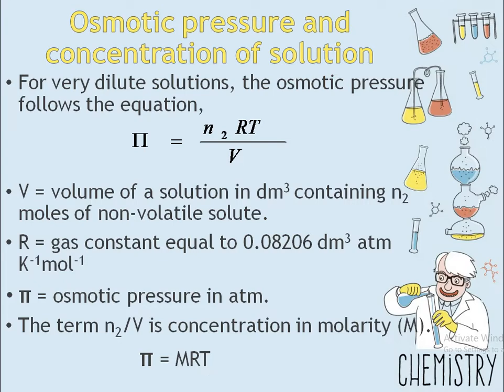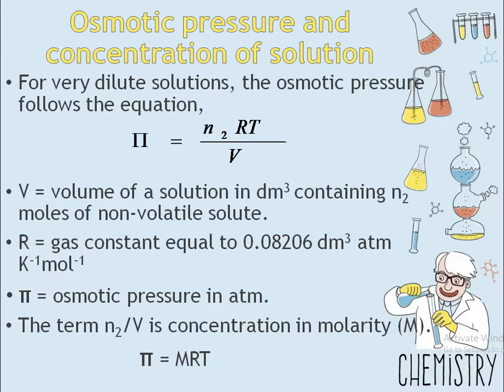We use molarity when calculating osmotic pressure, not molality as we used in boiling point elevation and freezing point depression. Why? Because boiling point and freezing point are temperature dependent colligative properties, meaning there is a change in temperature, and hence we take molality, because molality is temperature independent.